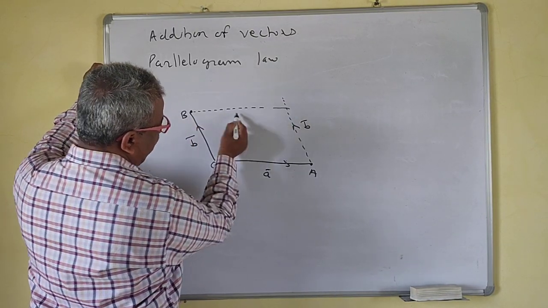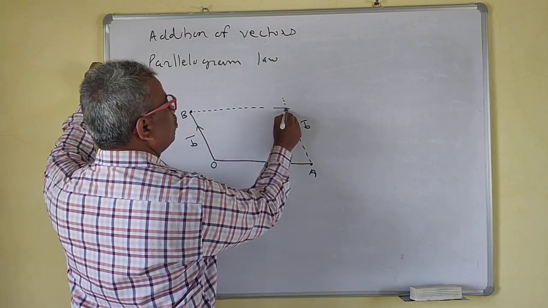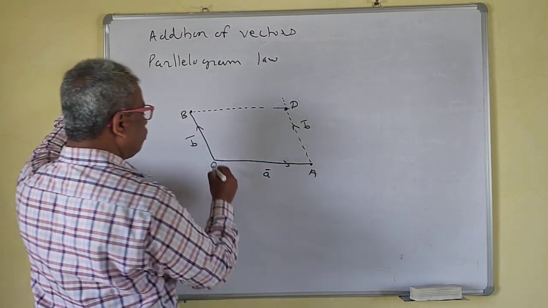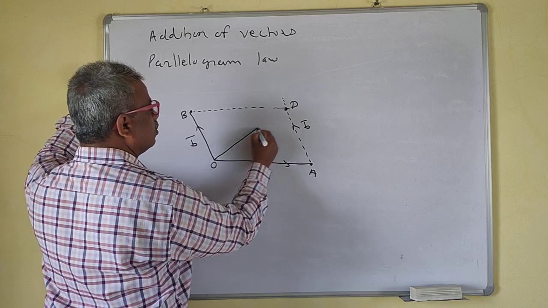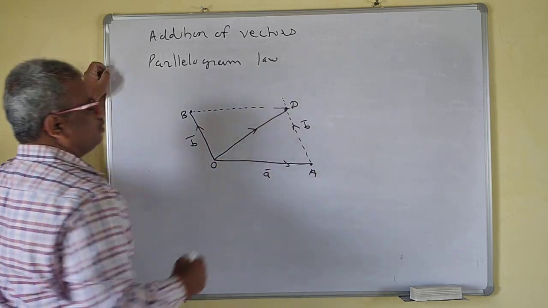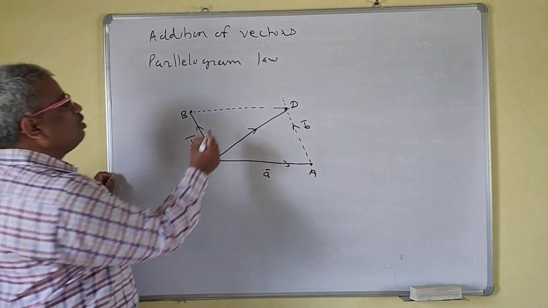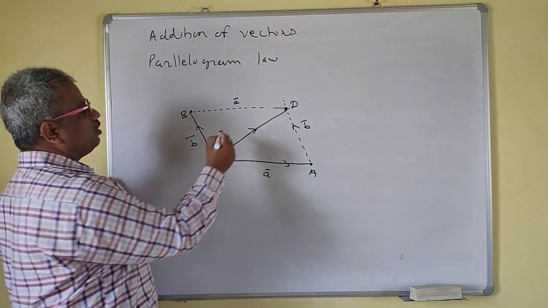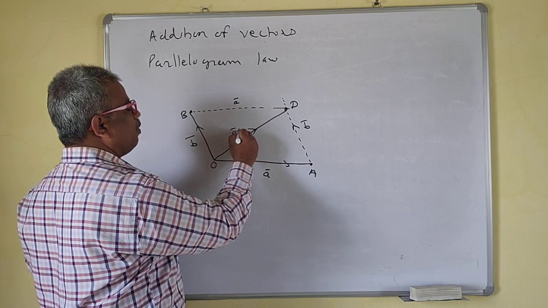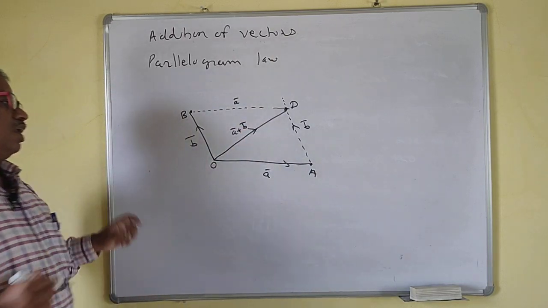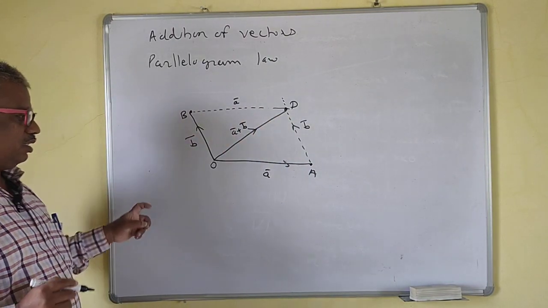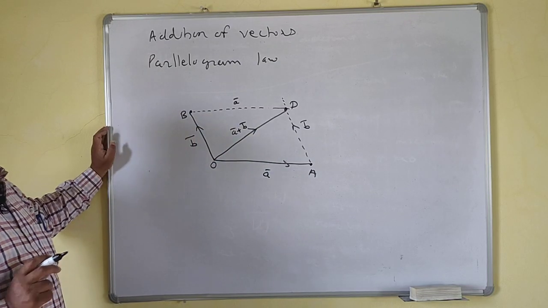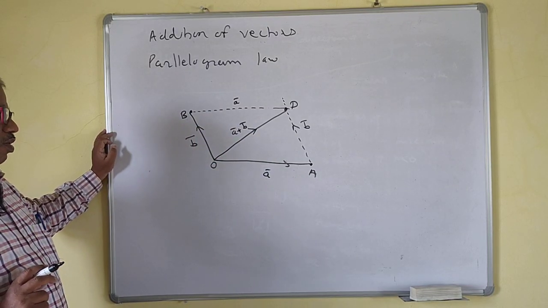This is parallel to this one, right? Suppose this is now D, and we draw this one. Now this will be your a bar. Then this vector will be what? A bar plus b bar. This vector OD bar is your a bar plus b bar. This is the parallelogram law, right?